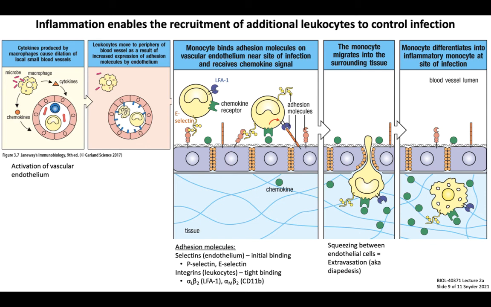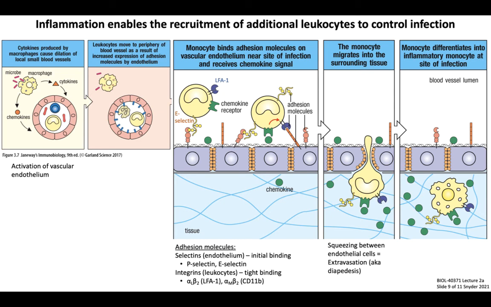Once tethered, leukocytes exhibit a rolling behavior, which allows other adhesion molecules to interact, and these include integrins that are expressed by leukocytes. Integrins are named according to different alpha and beta subunits, as well as with some easier abbreviations. So some common integrins include LFA1, this is integrin alpha L beta 2, as well as CD11B, which is integrin alpha M beta 2. Integrins form a much tighter bind with their cognate ligands compared to selectins, which stops the leukocyte from rolling along the luminal side of the blood vessel any further.